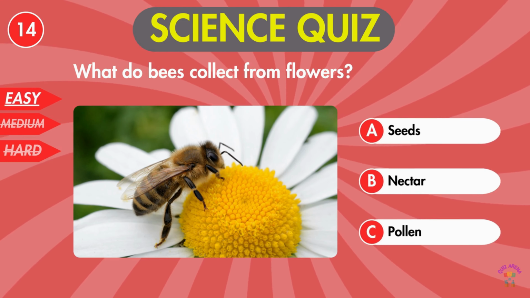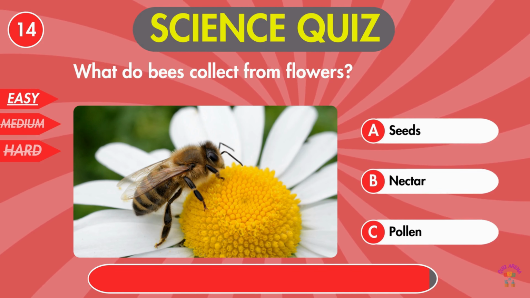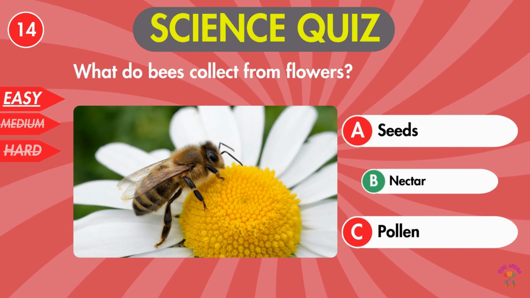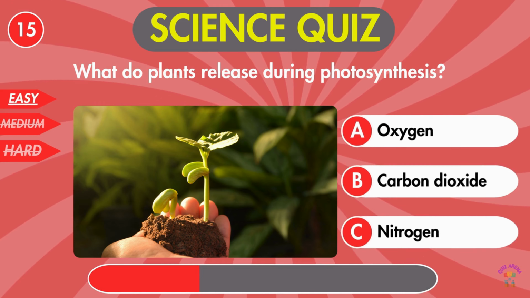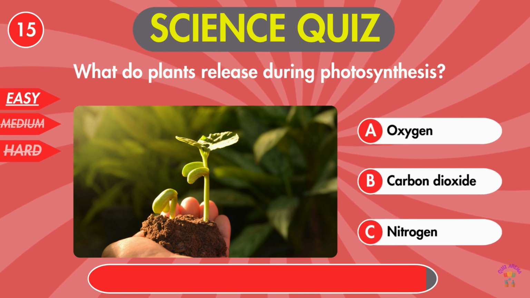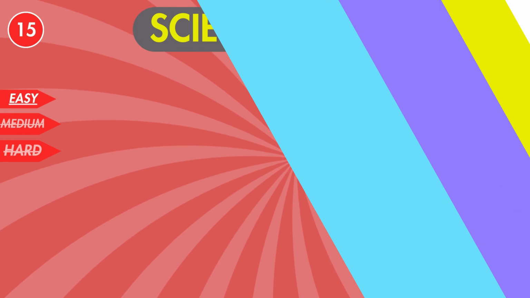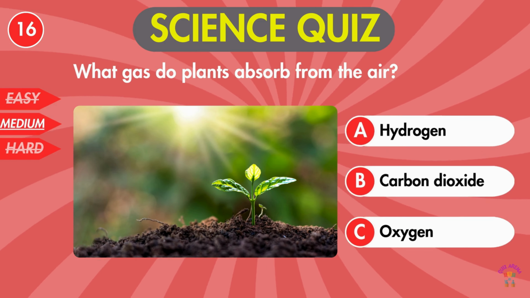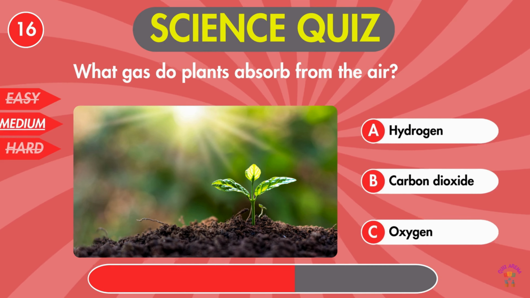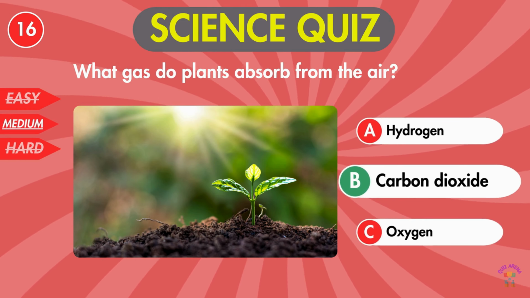What do bees collect from flowers? Nectar. What do plants release during photosynthesis? Oxygen. Medium level. What gas do plants absorb from the air? Carbon dioxide.